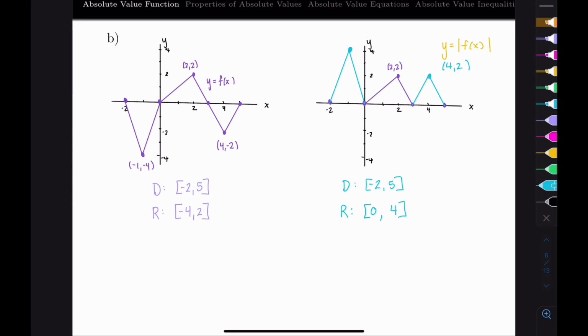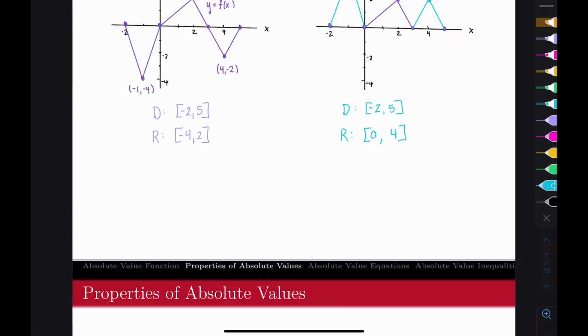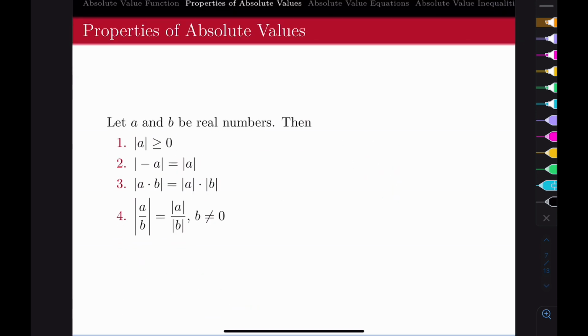So pretty much this absolute value affects those y values. You can look up rules for exactly how to find it, but again, just think about graphically what this is doing and use that graph to find the range. Okay. So now that we have a little bit more of a hand with these absolute values, let's talk about some properties, and then we're going to utilize this to solve equations.